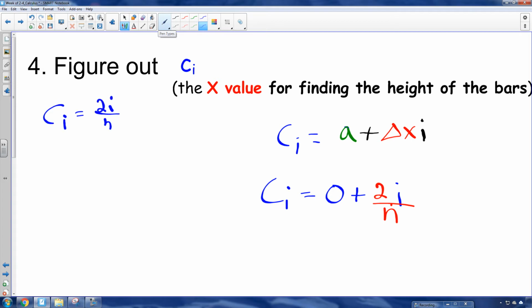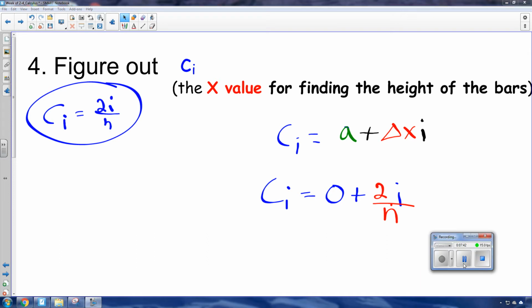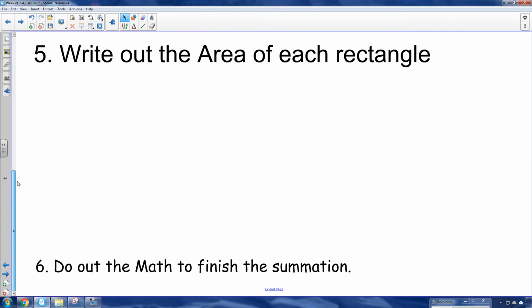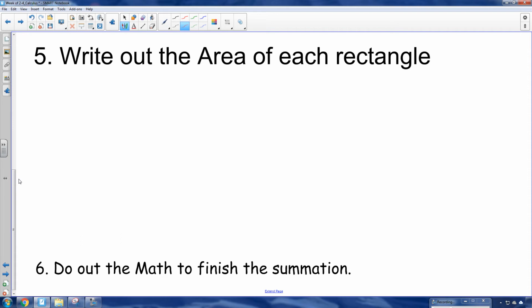So that's step 4. Now we've gotten through step 1, step 2, step 3, and step 4, and hopefully it's going okay. So now that we have c sub I, the important thing is to remember that that's just an x value. We haven't actually found a y value yet. So what we need to do is figure out the area of each rectangle. Well, the area of each rectangle is going to be area equals base times height. Our base is delta x. Our height is not just c sub I, it's f of c sub I. So we have to plug that into the function. So let's take a moment and look at our function. So our function was f of x equals 4x.